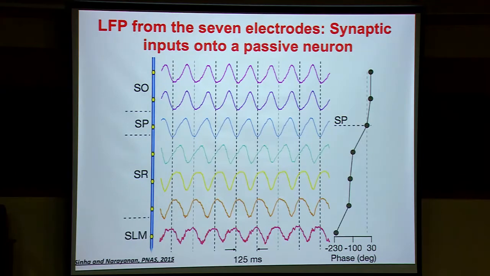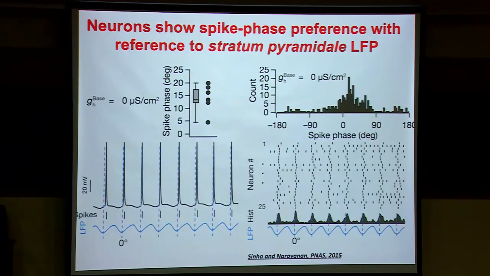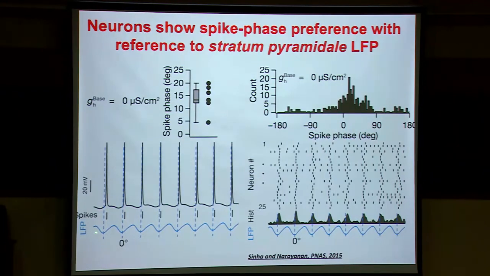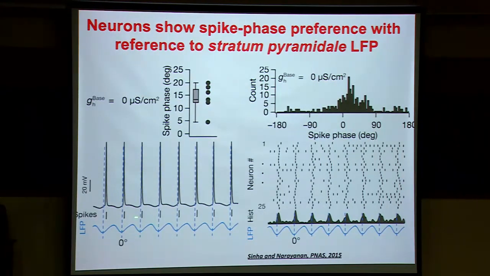And these are the LFPs that she got from different locations. And she also got these spikes for individual neurons. So you see that that's the local field potential, and you have these spikes. And you see that they have a preference for a specific phase over here. Right? So around 0 degrees is where they prefer to spike, and that's the kind of response that they get.